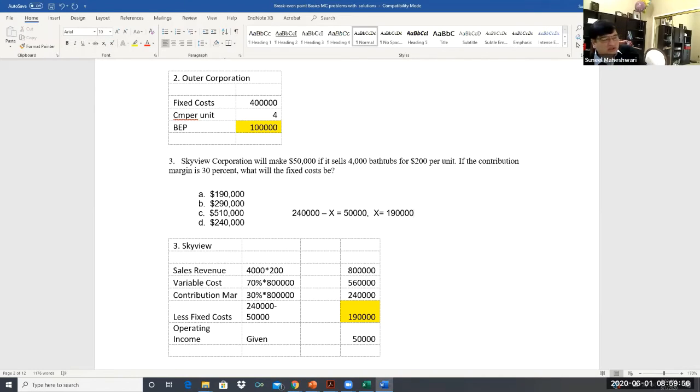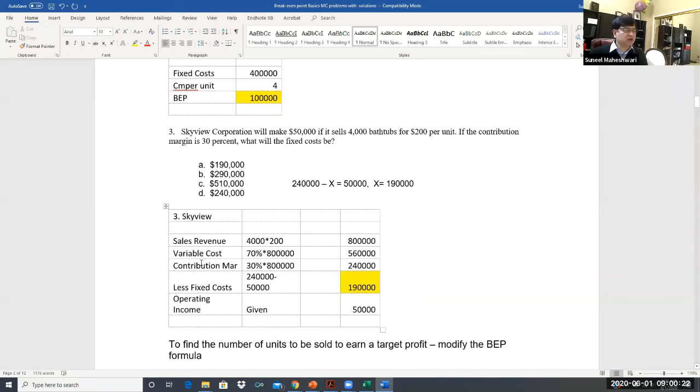So 240,000 is not the right answer. That's the contribution margin. It is not the fixed cost. Prateek, Tarun, Kaushik, do you understand it? Yes, sir. In this case, most of your questions will be answered by a simple statement, which is this: sales revenue minus variable cost gives you the contribution margin, less fixed cost gives you the operating income. Just start to put in the numbers and you'll get your answer.